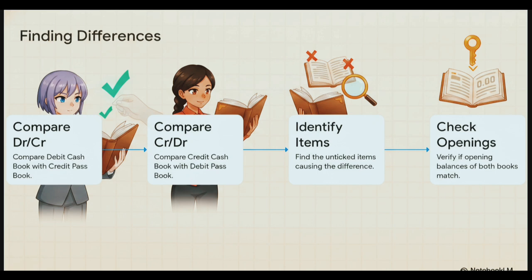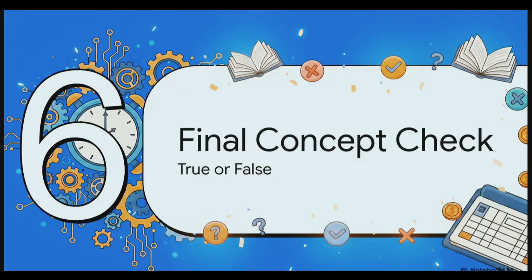But here is the absolutely crucial part. Step 4. Always verify if the opening balances of both books match first. If there's a discrepancy right out of the gate, some of those unticked items might actually belong to the previous month's reconciliation. And finally, Section 6, our final concept check.